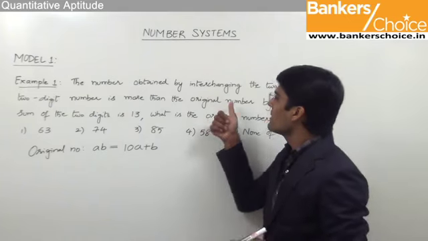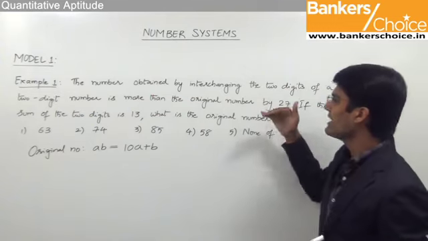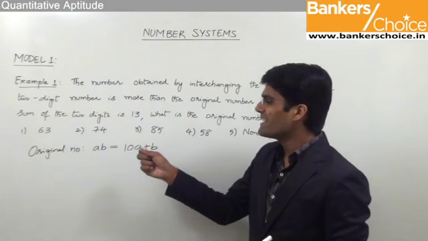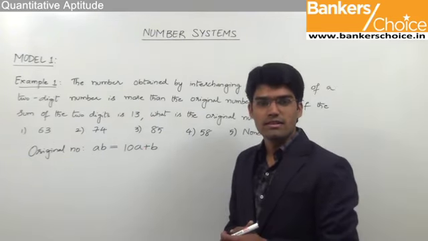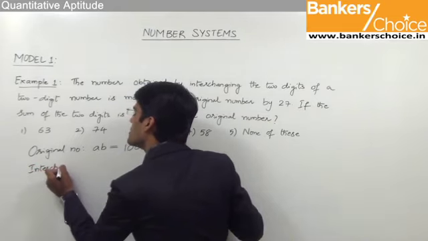Now the number that is obtained by interchanging the two digits of this 2-digit number is more than the original number by 27. So let us now understand what would be the number that is obtained by interchanging the two digits. That means the interchanged number. Let us see what will be the interchanged number.